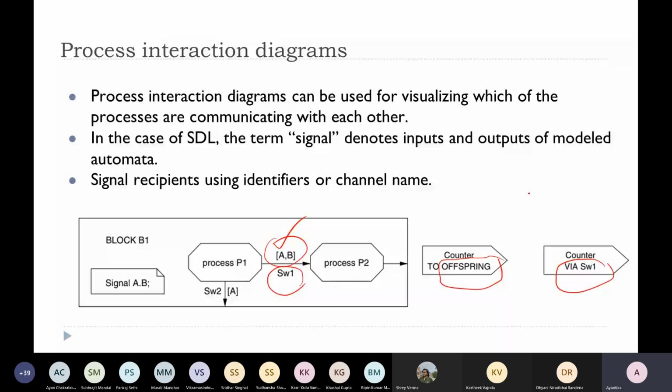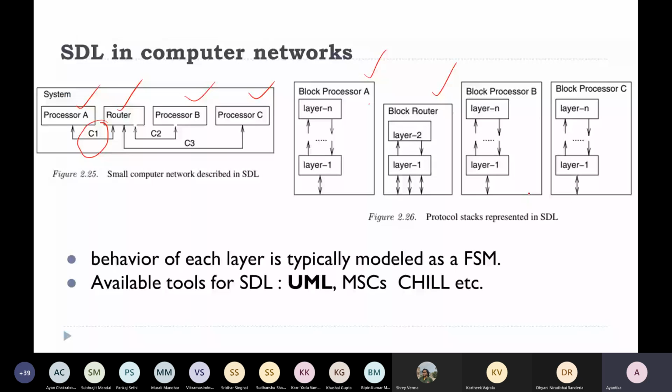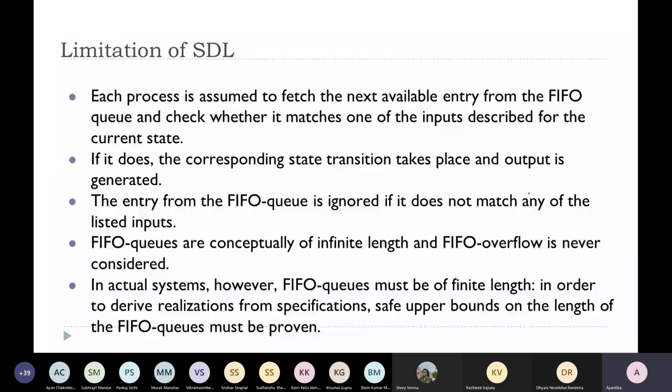But where is the limitation in this case? Of course, this is good for distribution scenarios also, and at the lower level we can also handle the proper state along with the state transition conditions when we are breaking them into smaller blocks. But the advantage of SDL is again the disadvantage of this modeling technique. That is the FIFO queue. Okay. So what is the limitation?